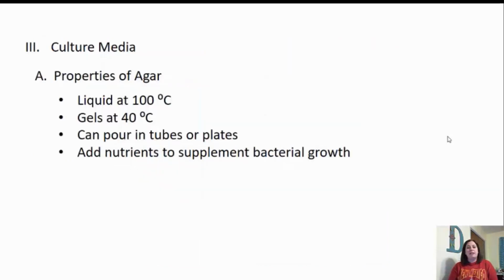So some properties of agar we want to look at. When we're dealing with agar, it does become a liquid at 100 degrees Celsius. It does gel at about 40 degrees Celsius. We can pour it in tubes or plates, and depending on how we lay the tube will depend on if we have a slant or a deep. A lot of times we can also add nutrients to this agar to supplement the bacterial growth. This can help us differentiate between types of bacteria or make sure that the elements are there for that bacteria to grow.